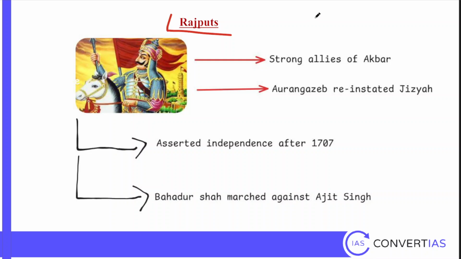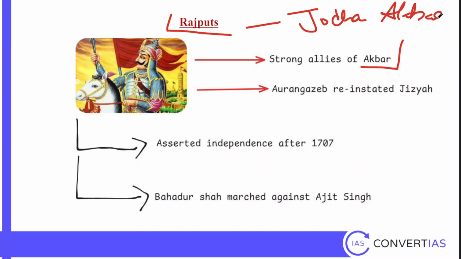Now see, the Rajputs were a strong power when the Delhi Sultanate or the Mughals established their empire. So Akbar is one person who realized the importance of having allies in the Rajputs. Remember the story of Jodha Akbar. Jodha Bai was a Rajput princess who was married into the Mughal court. This marriage alliance was part of having strong allies among the Rajputs. Remember the name Man Singh.